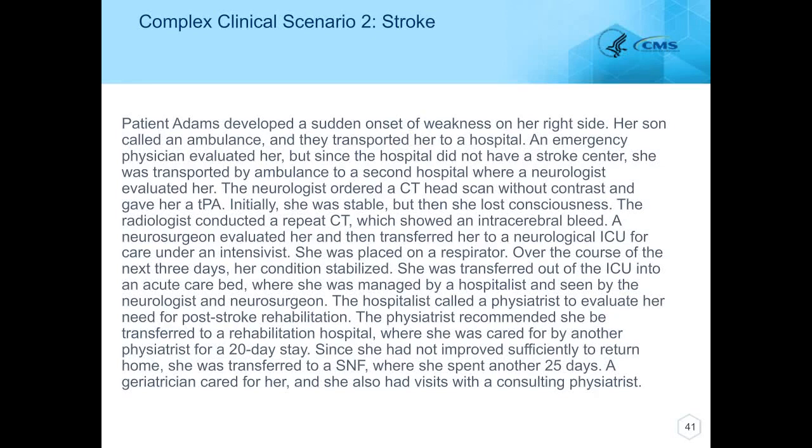And so here is the second of our complex clinical scenarios. We have patient Adams who developed a sudden onset of weakness on her right side. Her son called an ambulance and they transported her to a hospital. An emergency physician evaluated her, but since the hospital did not have a stroke center, she was transported by ambulance to a second hospital where a neurologist evaluated her.